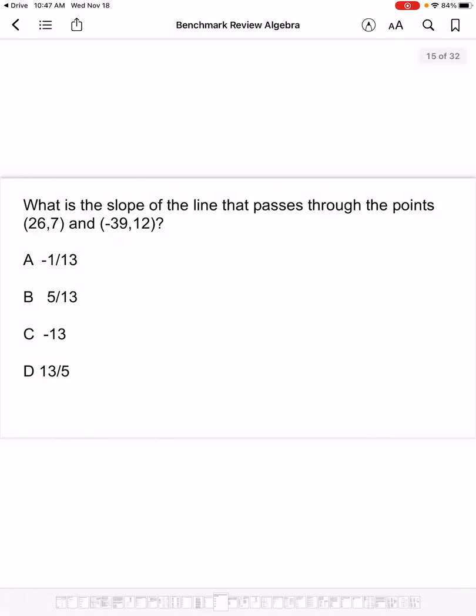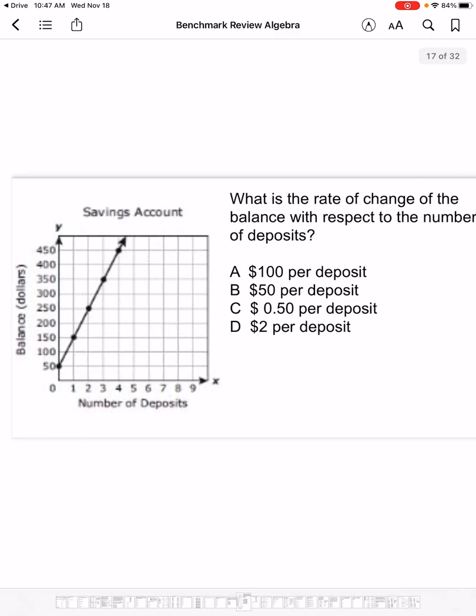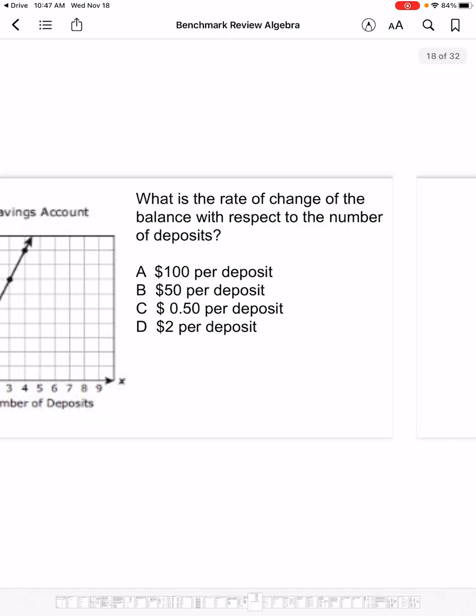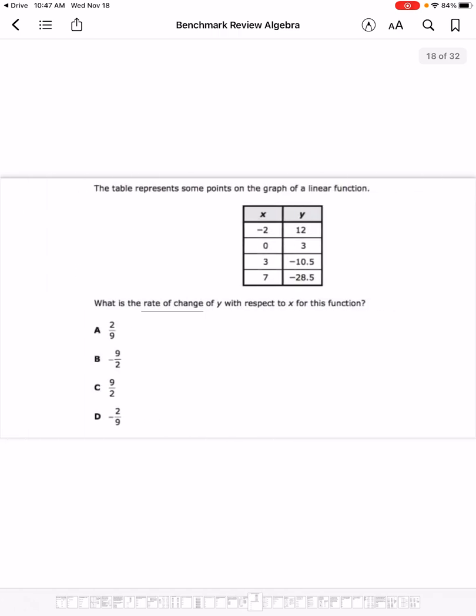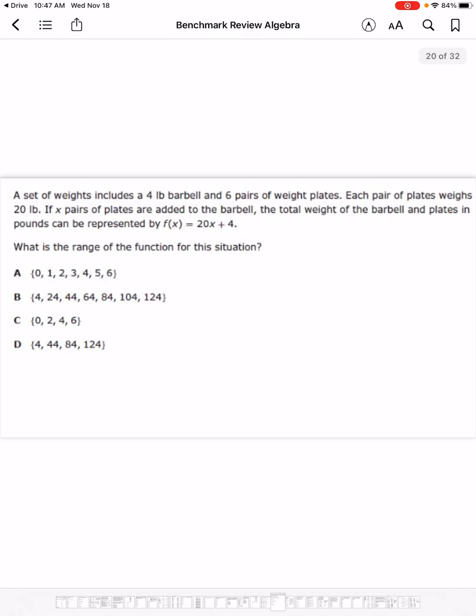Okay, again, slope from 2 points. That's your y2 minus y1, x2 minus x1. Okay, we're looking for slope there. All right, again, rate of change. Use your rise over your run. Again, pay attention to the numbers on the bottom and the numbers on the side. They may not be the same, so you can't just count boxes. Okay, again, rate of change. Change in the right side divided by change in the left side. Okay, we're finding y-intercept. That should be an easy one.